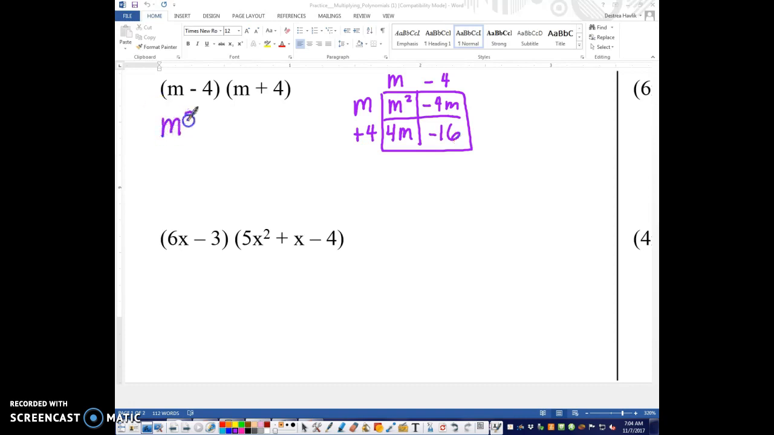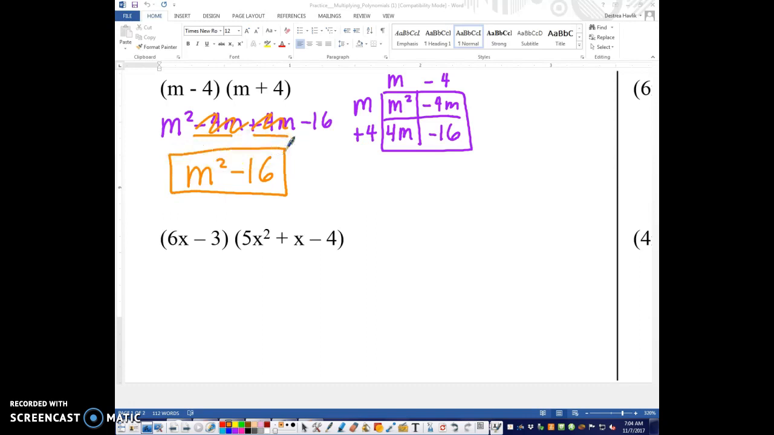So we have m squared minus 4m plus 4m minus 16. Now we need to combine our like terms. There's only one m squared. So we have negative 4 plus 4. Type that in. Negative 4 plus 4. What do you get? 0. So we don't write anything. They're gone. And then we have our minus 16. That's it. Pause the video and do the problem to the right.